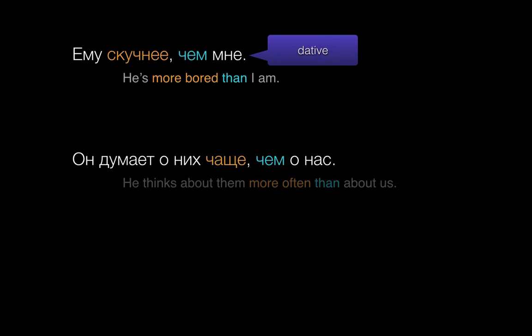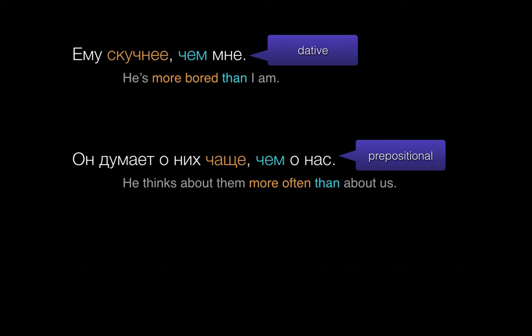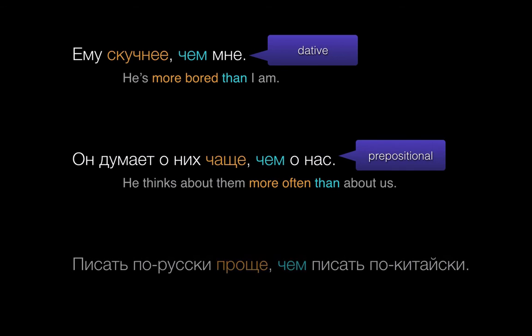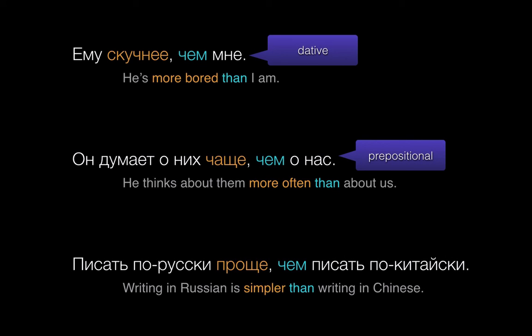Ему скучнее, чем мне. This kind of subjectless or impersonal construction needs that dative ending, so we use чем. Он думает о них чаще, чем о нас. О requires the prepositional here, so again, we have to use чем. Писать по-русски проще, чем писать по-китайски. Now here we can't put genitive endings on a verb, so we'll be sure to just use чем.